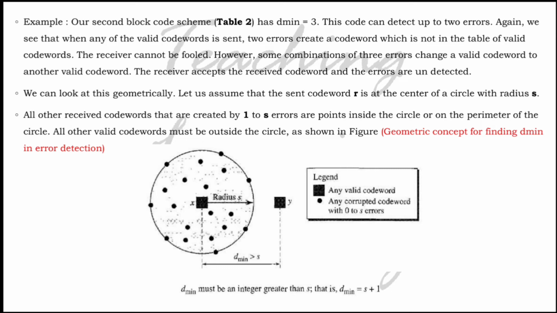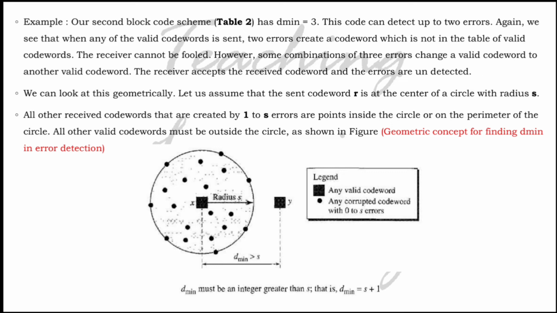Again, we can see that when any valid code word is sent, 2 errors can create a code word which is not in the table of valid code words. So the receiver cannot be fooled. However, some combinations of 3 errors change a valid code word to another valid code word, and the receiver accepts the received code word and the errors are undetected.